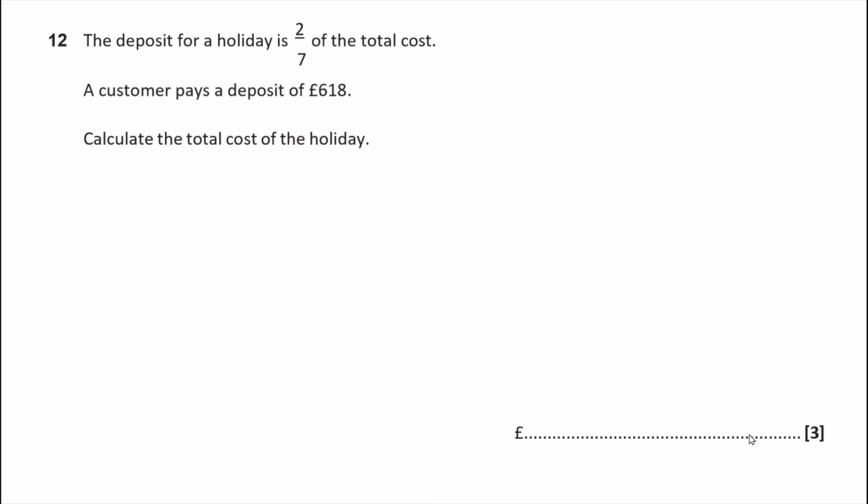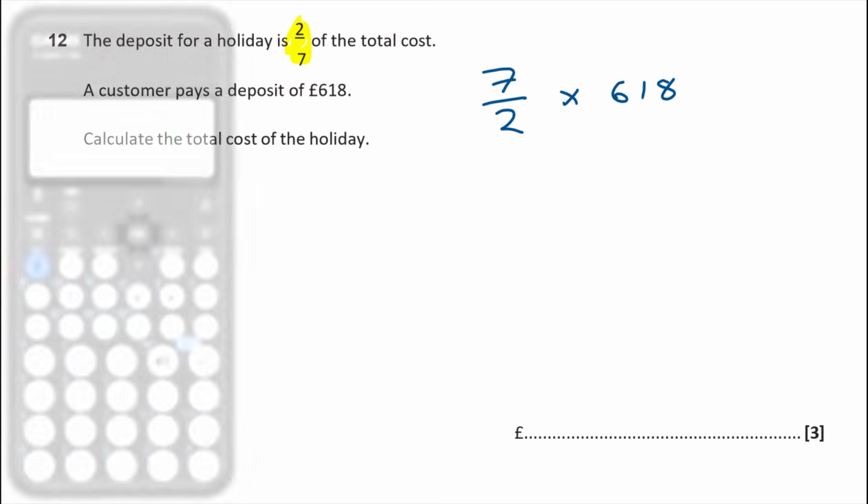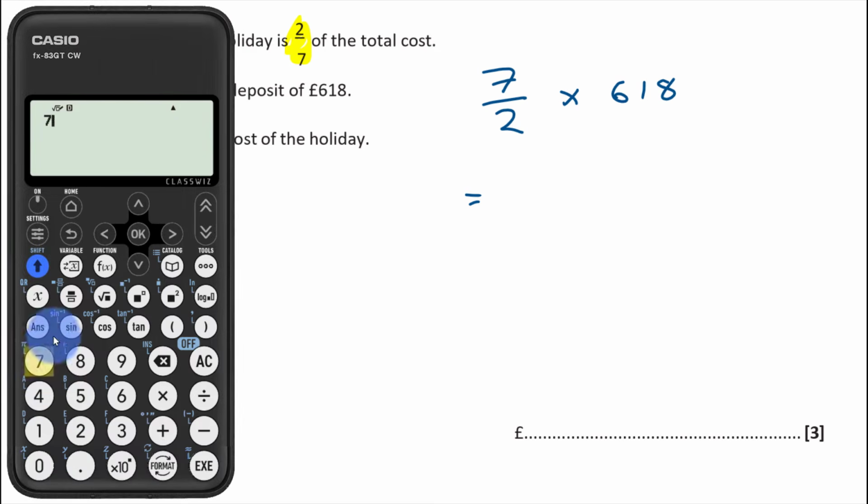Now what I need to do is work backwards to get the original value back, which is do the opposite process. So rather than multiplying through by 2/7, I'm going to flip that over and get the reciprocal. So the reciprocal of 2/7 is 7/2, and if I times that then by the deposit, I'll get the original value back again. Okay, so what is 7 over 2 lots of 618?